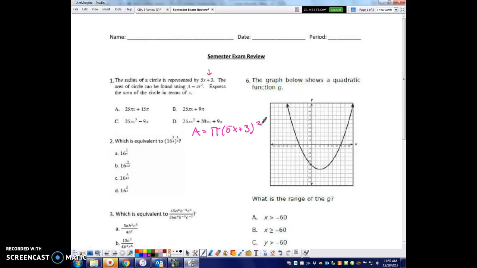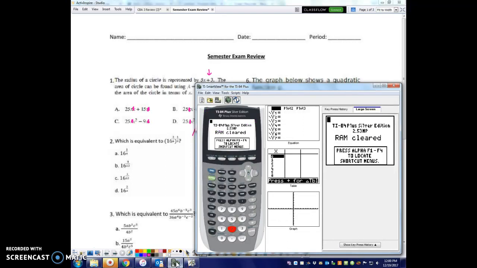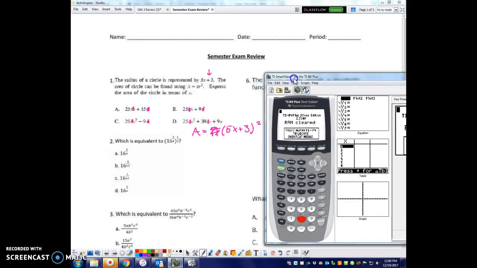Here's what I want you to do. Just mark off pi for everything. Just mark it off. No pi, no pi, no pi. Not the x, just the pi, okay? So take out your calculator, and we're going to do the calculator strategy of typing this in, 5x plus 3 squared into y1.